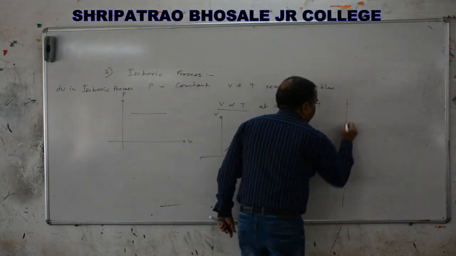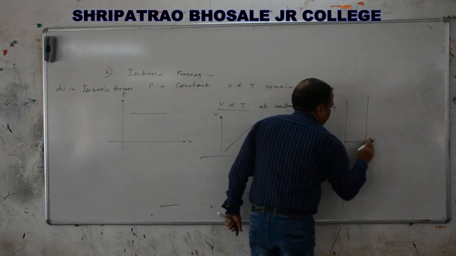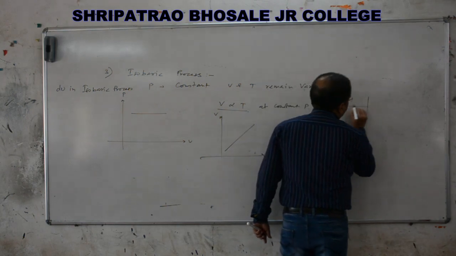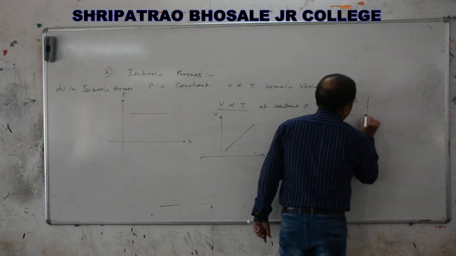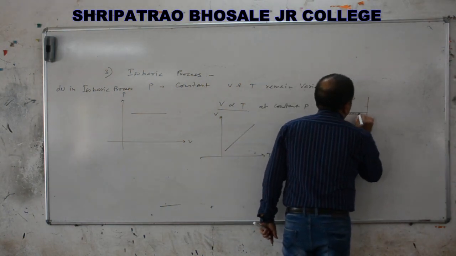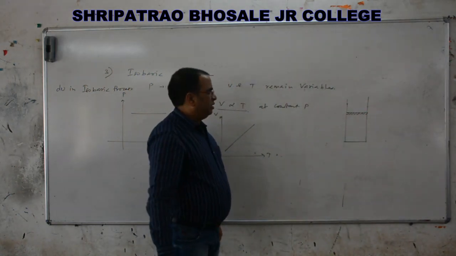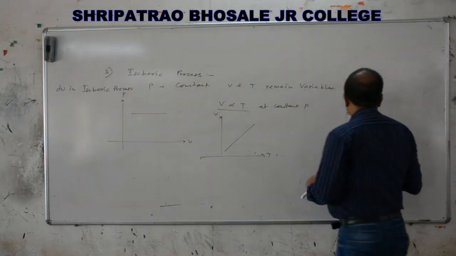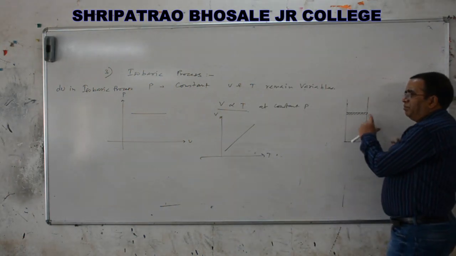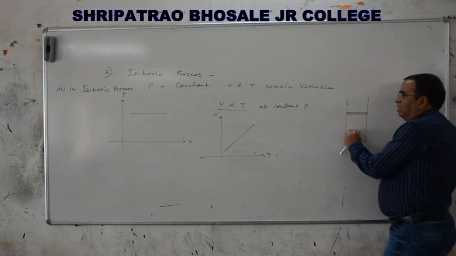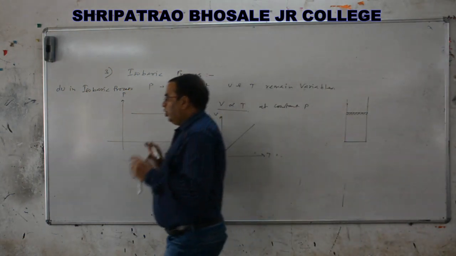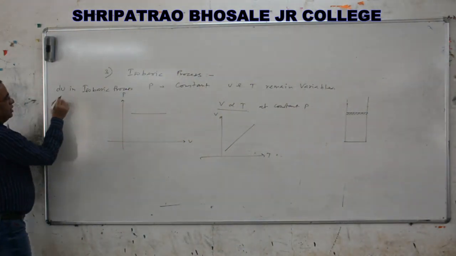Yes, we have a container as usual, right? And the piston is placed over here, somewhere like this. Okay, and pressure is kept constant. That means the weight is there and it is not allowed to dip. Pressure has been made constant. It means in that process we are going to keep the pressure constant.